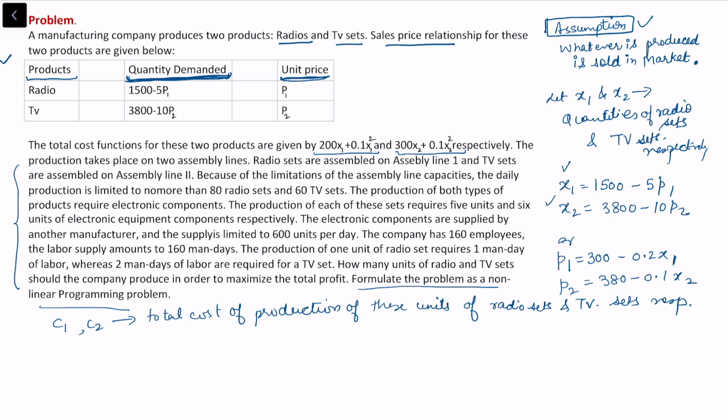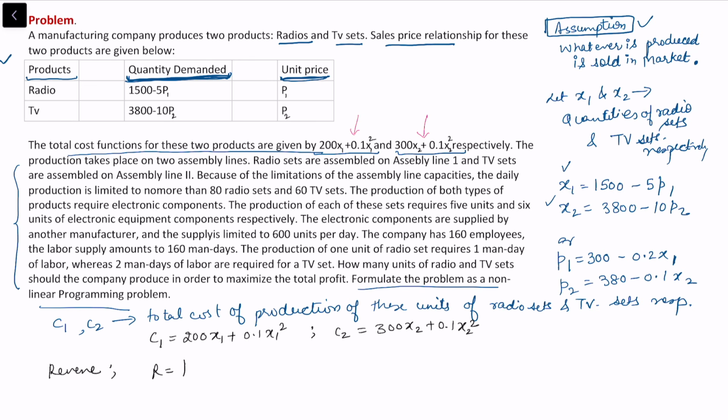We've also been given that the total cost functions of these two products are these. So this is already given to us. We just have to pick the cost from the given data. So C1 is 200 times x1 plus 0.1 times x1 square, and C2 is equal to 300 x2 plus 0.1 times x2 square. So from here we can simply say what is the total revenue?